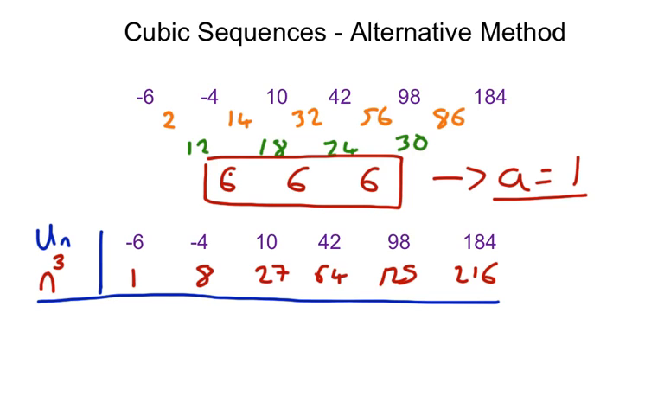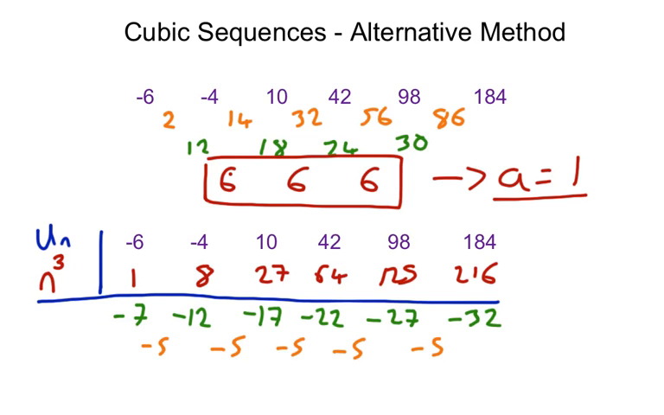By doing this subtraction, we remove the cubic part from our original sequence. So -6 minus 1 is -7, -4 minus 8 is -12, -17, -22, -27, and finally -32. Now we look at the differences, and we have -5, -5, -5, all the way through. The first difference now for this sequence is -5.